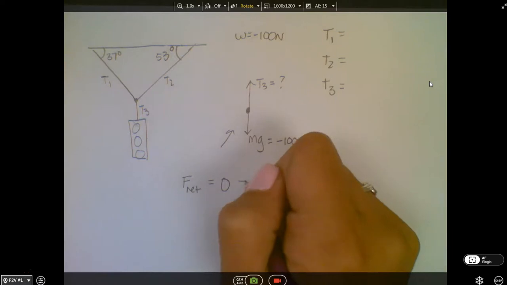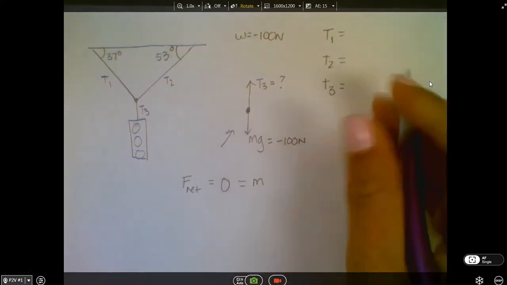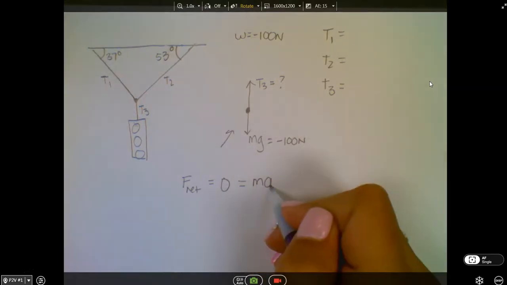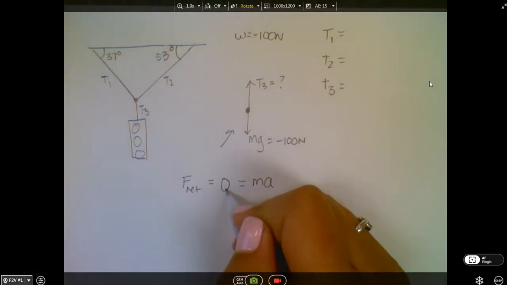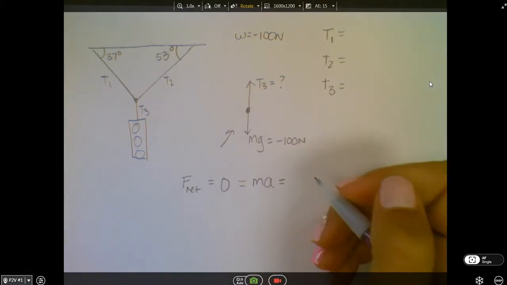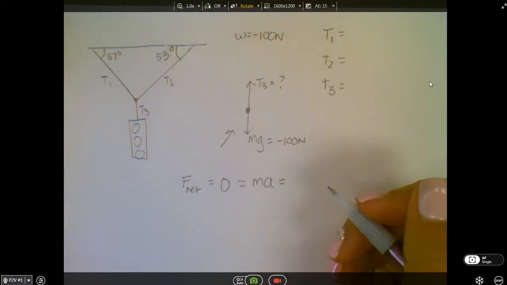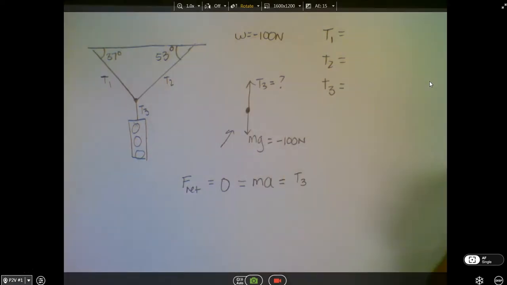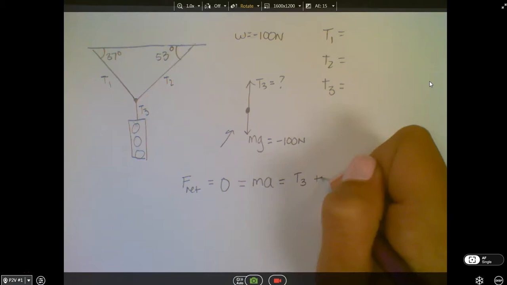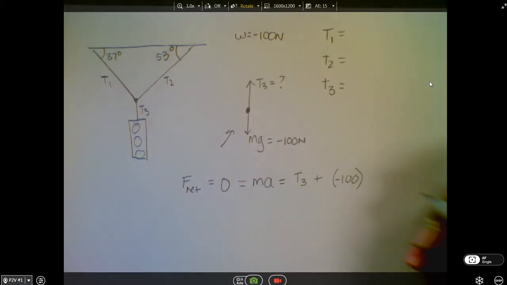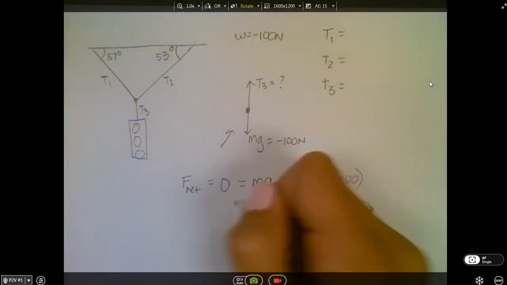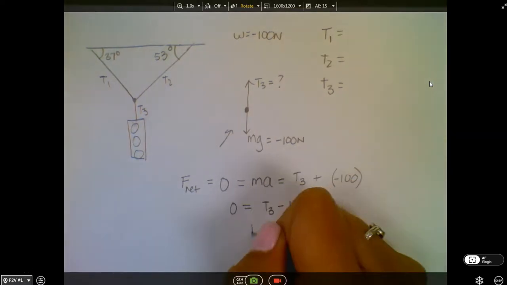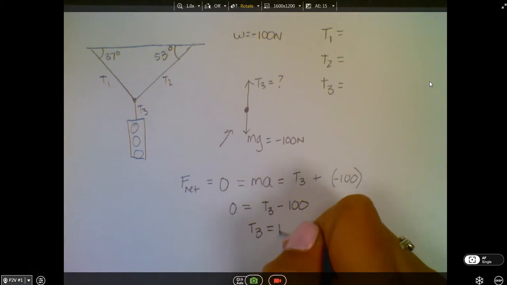And remember that net force equals mass times acceleration. So since it's not accelerating, this is 0. That means that this is correct. And then remember also that the net force is all the forces on the object added up. So we have tension 3, which is going in the positive direction, plus we have negative 100 pointing down in the negative direction. So we know that 0 equals T3 minus 100. So this should be really simple, that T3 equals 100 newtons.